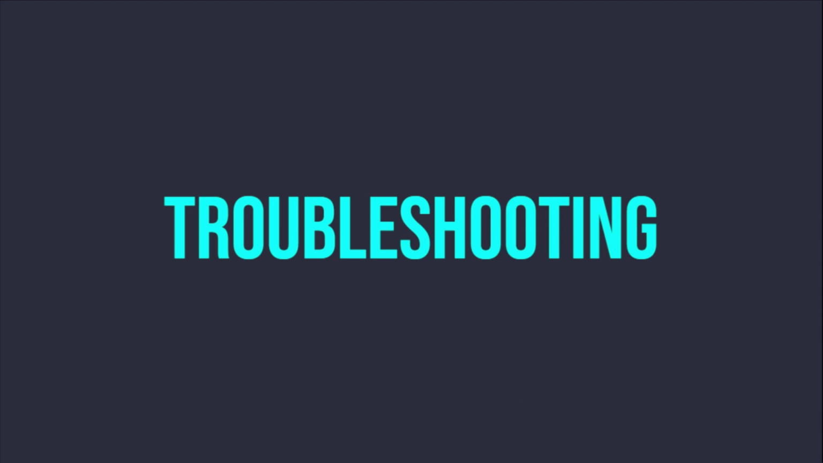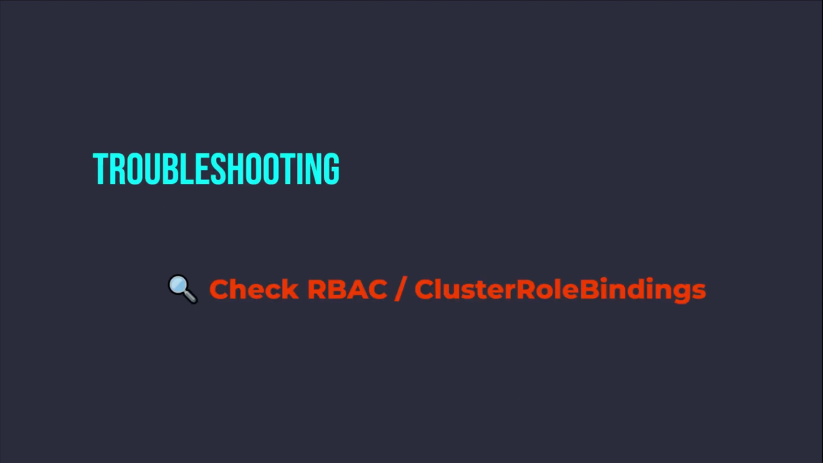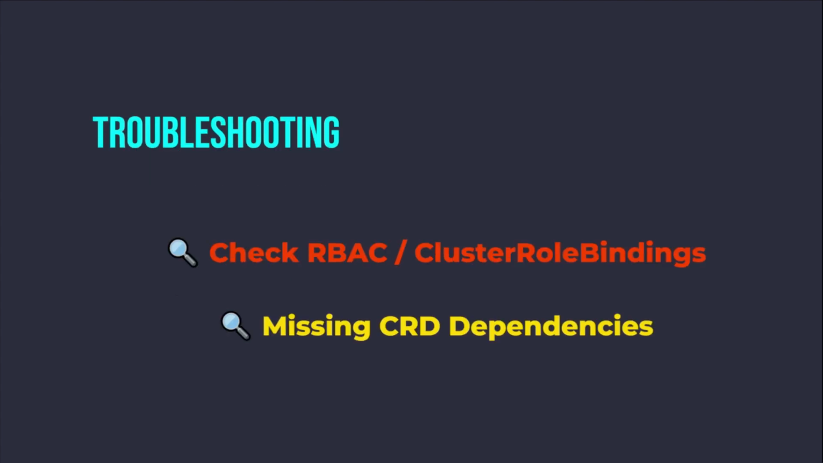The most frequent synchronization failure involves insufficient permissions. If an application shows a sync failed status, check the ArgoCD logs for RBAC errors. Verify that the service account used by the application has the necessary cluster role bindings or role bindings in the target namespace to create or modify the required resources.